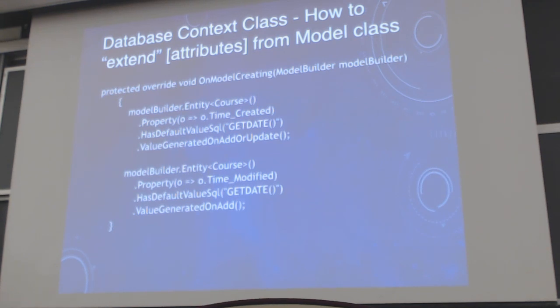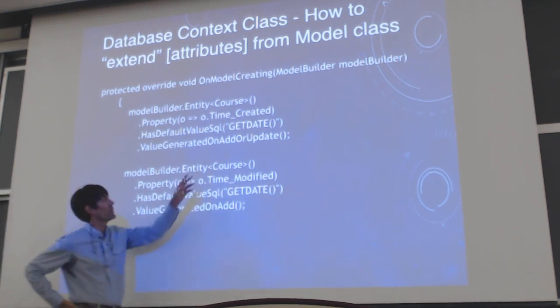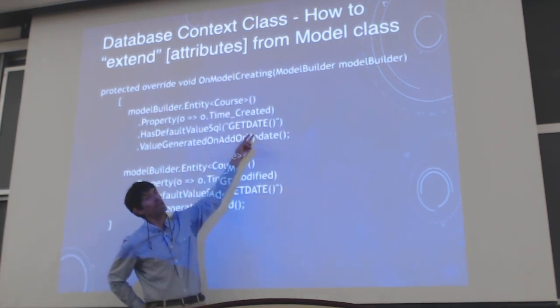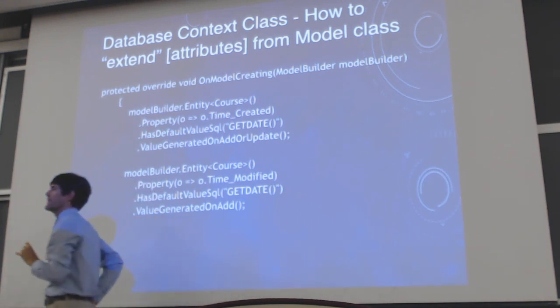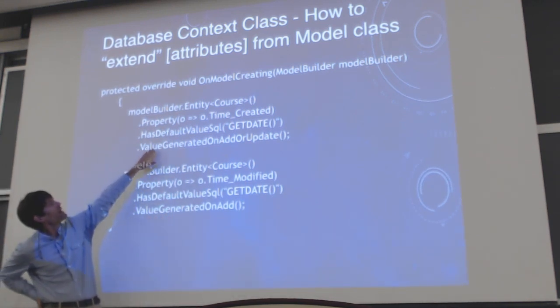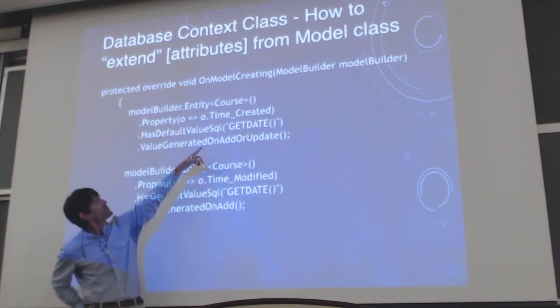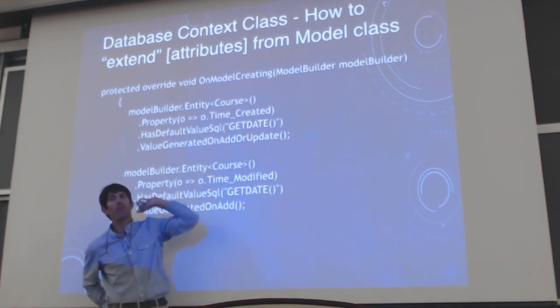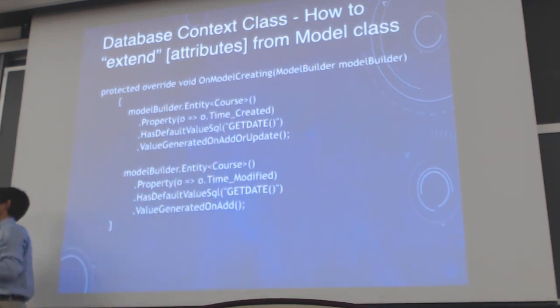The property is TimeCreated, and it has a default value in SQL. Those of you who have taken a database course will notice that this is an actual database command, GETDATE, which gets the current date. And so what this says is whenever this value is generated, you should use GETDATE from the database. And that's how you tell it explicitly the date that you want.